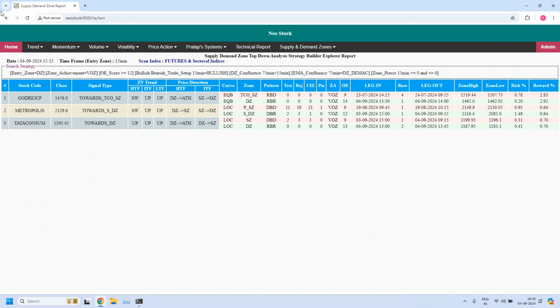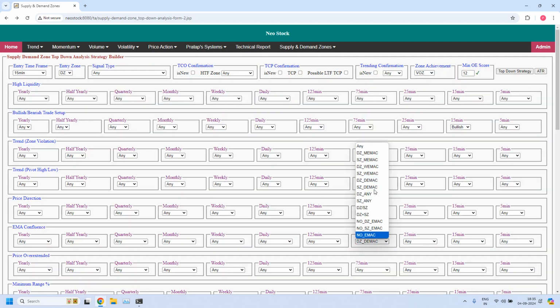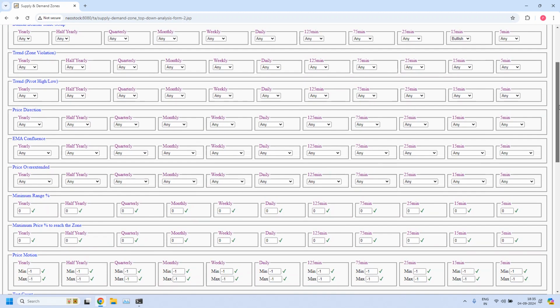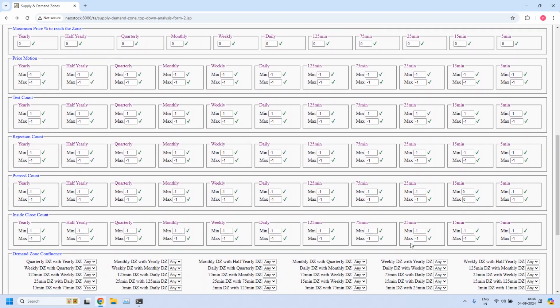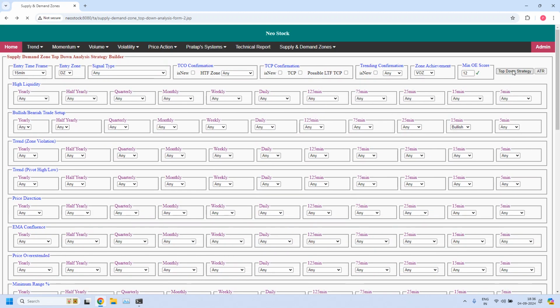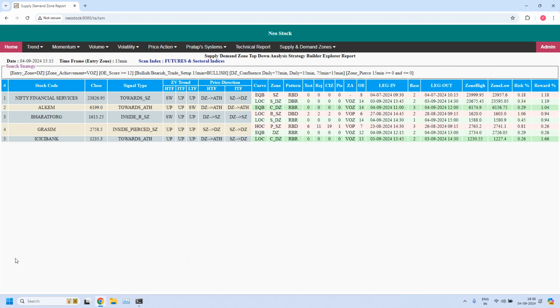Okay, now let's remove this EMA filter. Let's verify how many stocks are having LTF, ITF and HTF demand zone confluence. That is 15 minutes, 75 minutes and daily demand zone confluence. So 15 minutes, 75 is already enabled. Next 15 minutes demand zone with daily demand zone I am enabling, and also 75 with daily demand zone option I am enabling. With all these filters, let's verify. So 5 stocks. So these 5 stocks are having confluence with HTF time frame. That is HTF is daily.